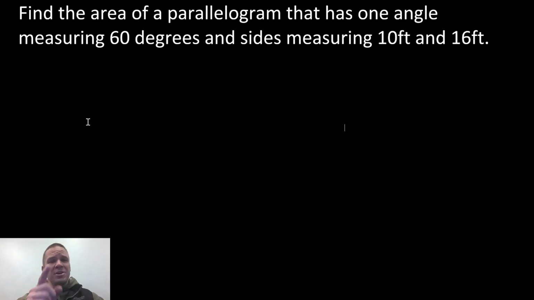Let's figure out some areas, shall we? Find the area of a parallelogram that has one angle measuring 60 degrees and sides measuring 10 feet and 16 feet. So I think the first thing we're going to want to do here is draw a parallelogram. All right, so let's do that.